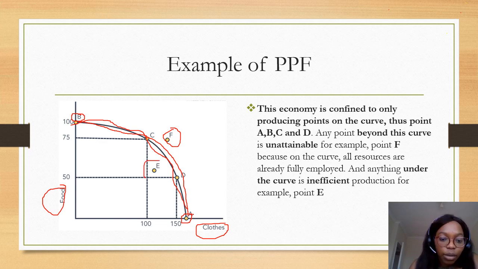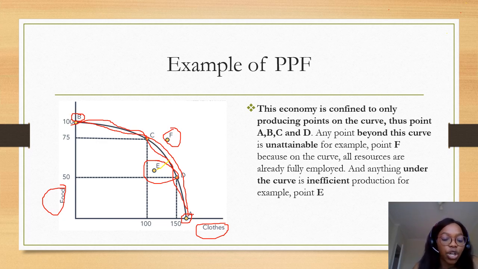And production here at point E, that is underneath the curve, is inefficient production, because you could be producing beyond. You could move up until the curve, producing at a point there. So if you're producing at point E, you're not using all your resources efficiently, therefore there's wastage, and we call that inefficient production. Meaning from here, you are able to produce more food and clothing if only you employ your resources efficiently. And that's about it.